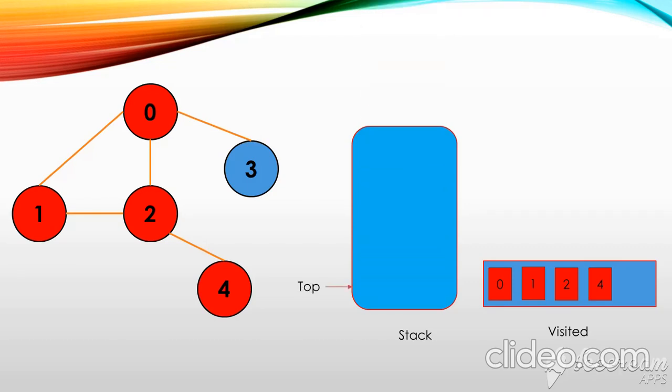And now all the nodes are traversed depth wise, and we have put all the vertices in the visited list, and the sequence is 0 1 2 4 and 3. Now the stack is empty and there are no nodes to be traversed.